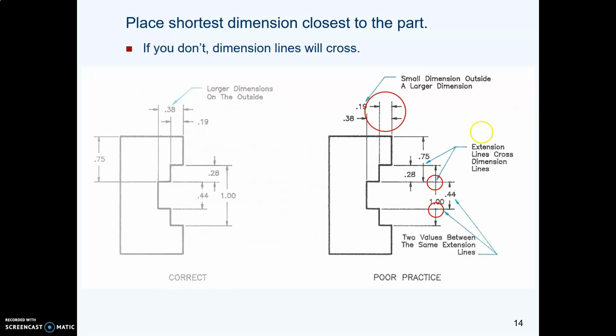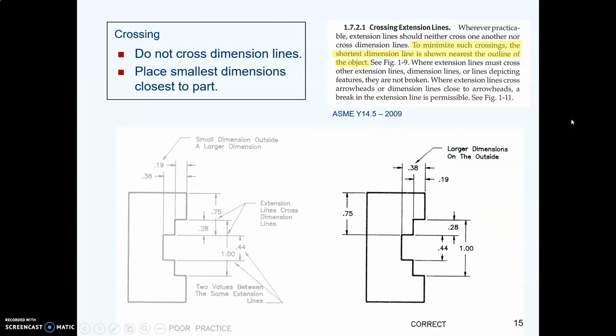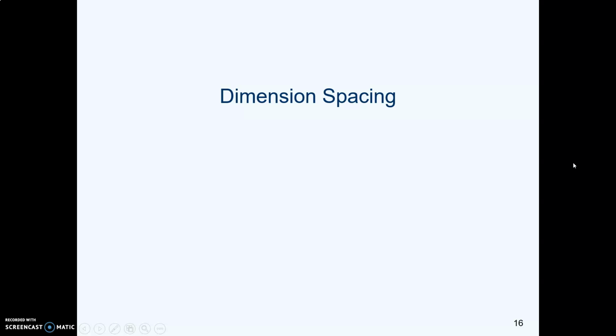So here's this thing that we looked at earlier. If they had put the small 0.19 dimension close to the part and the big 0.38 dimension away from the part, then there would be no crossing. And here is ASME telling us precisely that, to minimize crossing, put the small dimension close to the part.